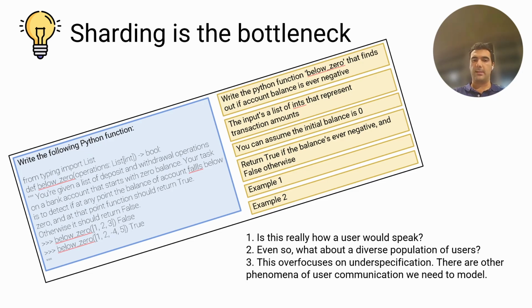And also, I would say that we overfocus on one specific phenomenon in user simulation here, which is underspecification. And it's an important phenomenon because we found that in 40% of conversations in a large-scale analysis of Bing chat logs, some form of underspecification occurs, but there are many other phenomena of user communication that we need to model in order to understand the performance of AI systems in interactive settings.